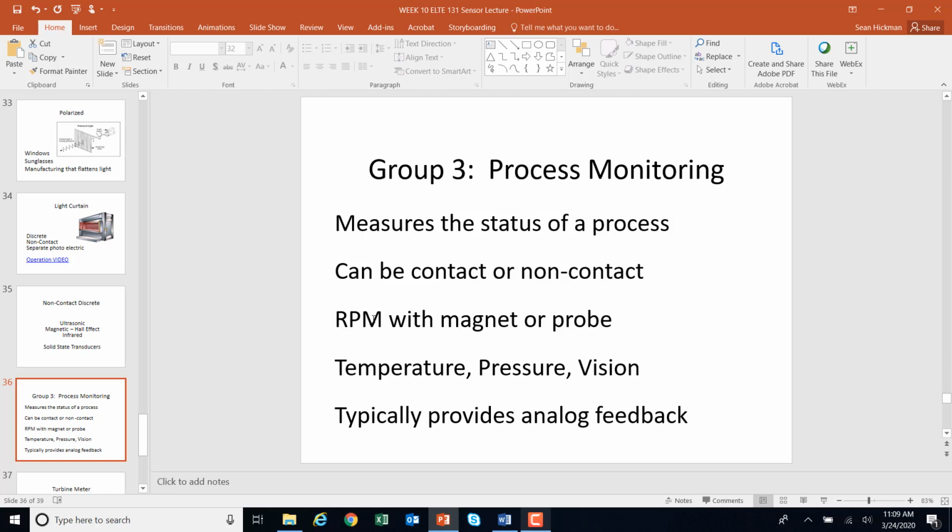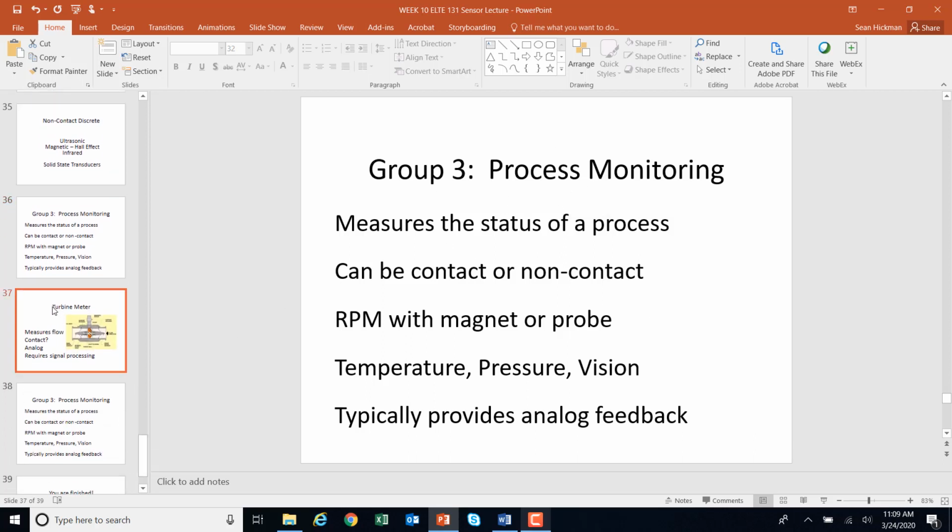So RPM is a process. It's going to be analog. Temperature, pressure, vision. You might want to know exactly what a temperature is, exactly what a pressure is, if it's 76 degrees or if it's 76 psi. Vision system, good or bad. These are items, typically analog feedback, that are used in more complicated applications. We're not necessarily doing process monitoring here, we're just talking about them.